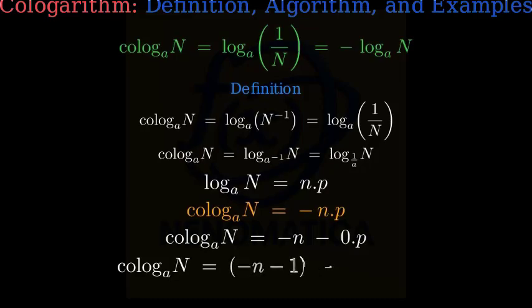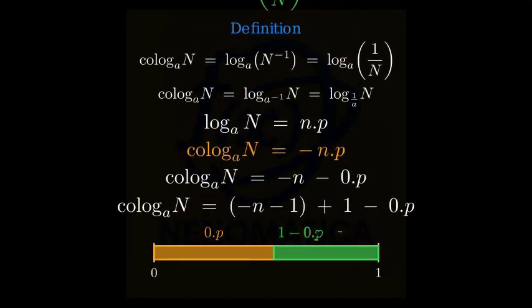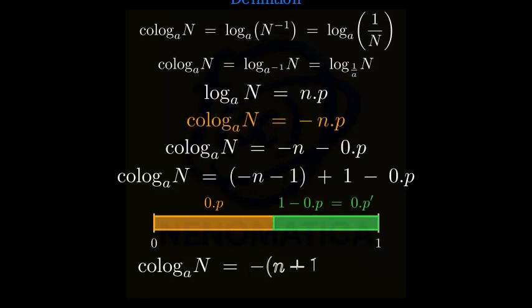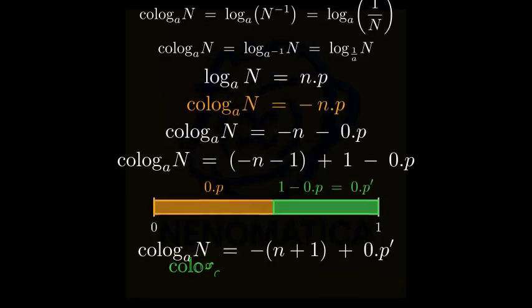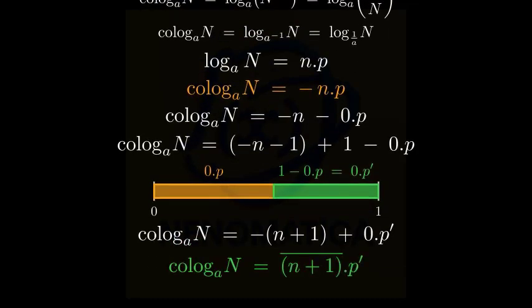To keep a positive mantissa, subtract and add 1: negative n minus 1 plus 1 minus 0 dot p. Group the characteristic and convert the mantissa 1 minus 0 dot p, which we call 0 dot p prime. The final bar notation is overline of n plus 1 dot p prime.